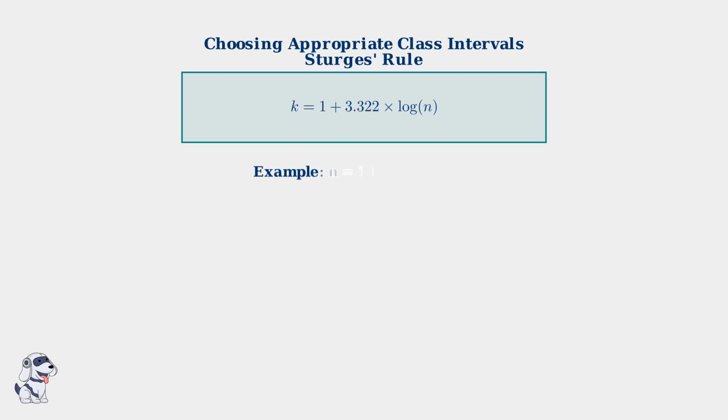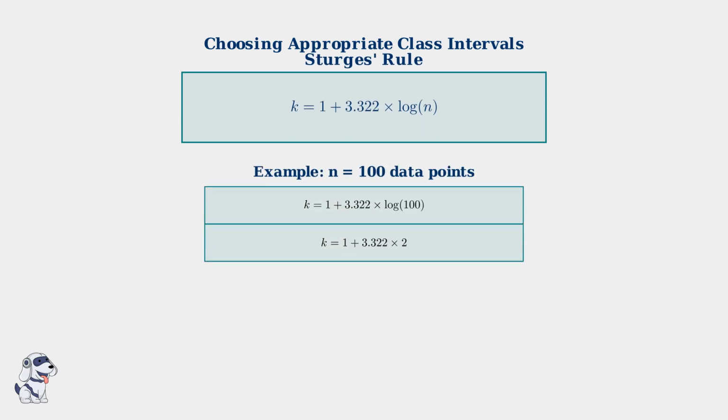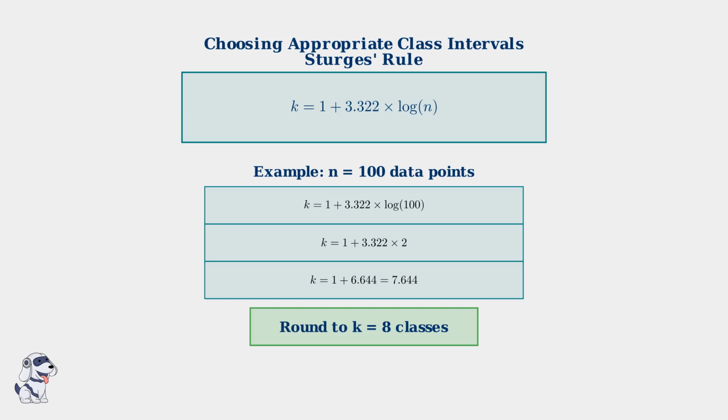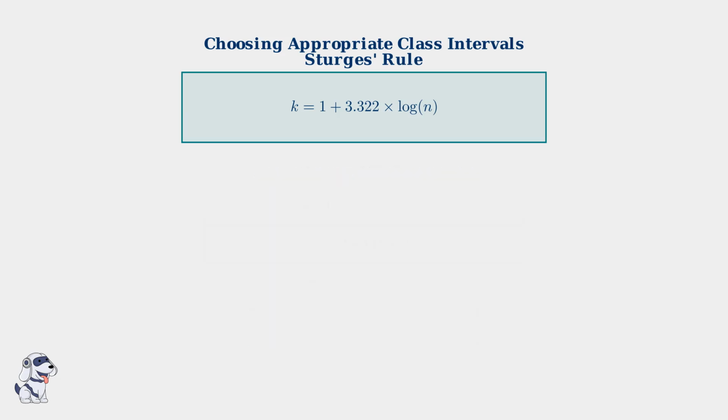Let's work through a practical example. Suppose we have a dataset with 100 data points. We can use Sturge's rule to determine the optimal number of class intervals.